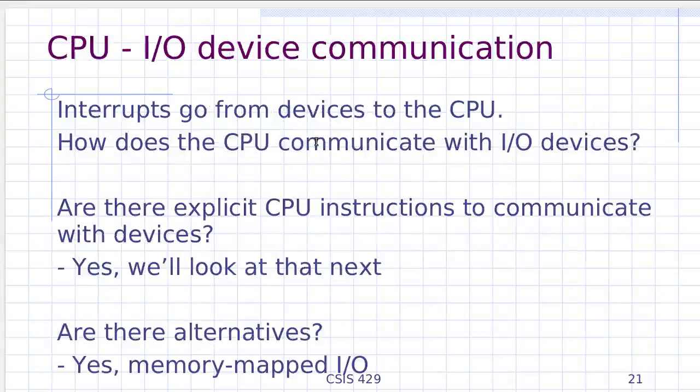So next up, we have to wonder, well, interrupts go from devices to the CPU. How does the CPU communicate with the IO devices? Are there special instructions that the CPU can use? It turns out yes. In many generations of CPUs, there have been special instructions. But then those special instructions turn out to be, maybe not the best way to communicate with these devices. And it turns out there are alternatives. And the one that we will look at is memory mapped I/O. So we'll take a look at both of these next.